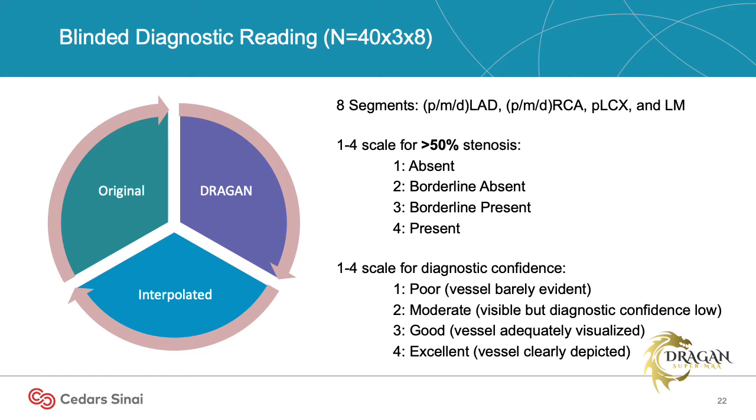We further evaluate our DRAGAN for diagnosing stenosis. All MRAs from original resolution, DRAGAN outputs, and interpolated images were de-identified and mixed. A cardiologist who was blinded to the image type graded each segment for larger than 50% stenosis on a scale of 1 to 4, as well as reading confidence from 1 to 4 as well.